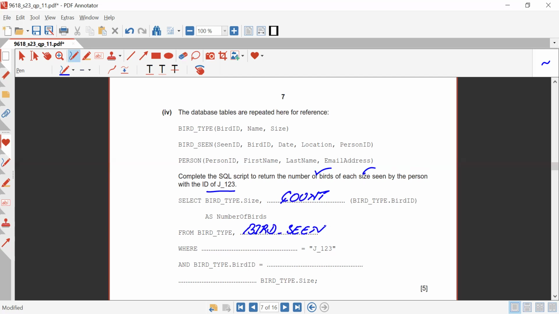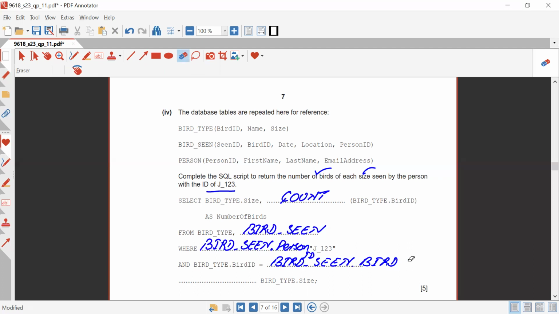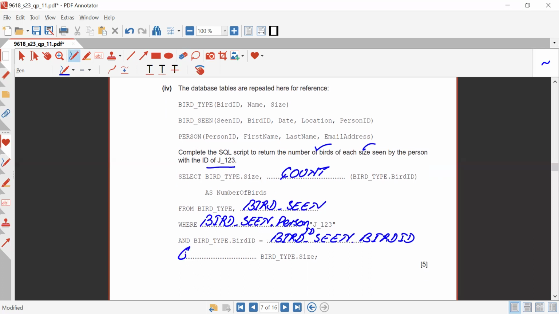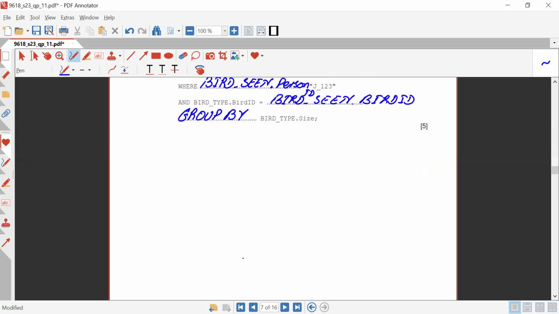Where? Now, where we are going to say bird_scene, first of all the name of the table, dot person ID equals J123, and bird_type.bird ID equals bird_scene, because we are linking up the tables over here. Bird_scene.bird ID. Sorry, there was no underscore over here. So bird_type.bird ID equals bird_scene.bird ID. Then you need to group it by, GROUP BY bird_type.size. So this is how you need to do this one.